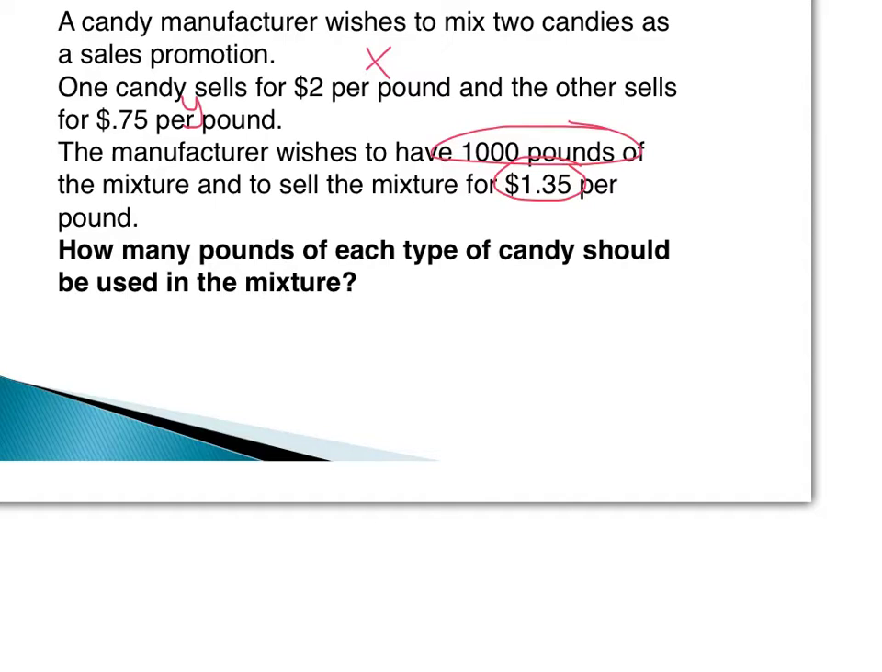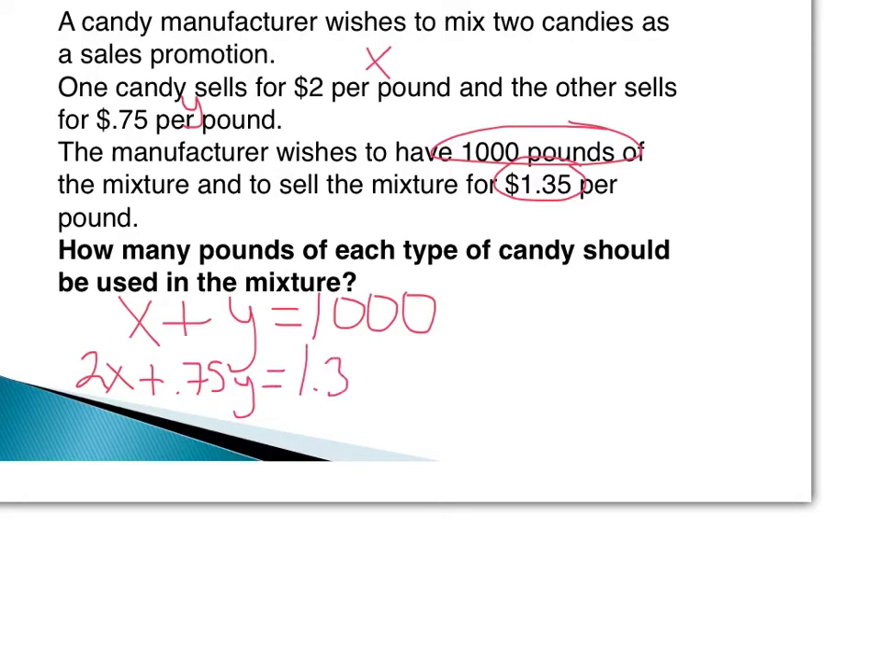Now to set these up, if X is the amount of pounds of $2 candy and Y is the amount of pounds of 75-cent candy, we can have X plus Y, those are our pounds, equals the 1,000 pounds of the candy. So the two different candies added together should give us 1,000 pounds total. Now when we factor the costs in, we'll do $2 times X plus the 0.75, the 75 cents, times the Y equals the $1.35. But don't forget, since we have pounds here and pounds here, we also have to have pounds here, so we have times 1,000.